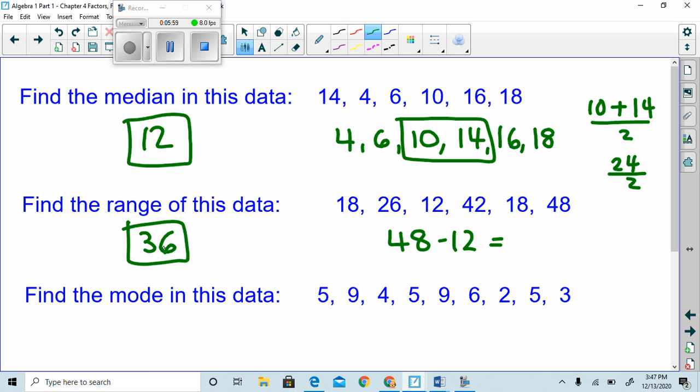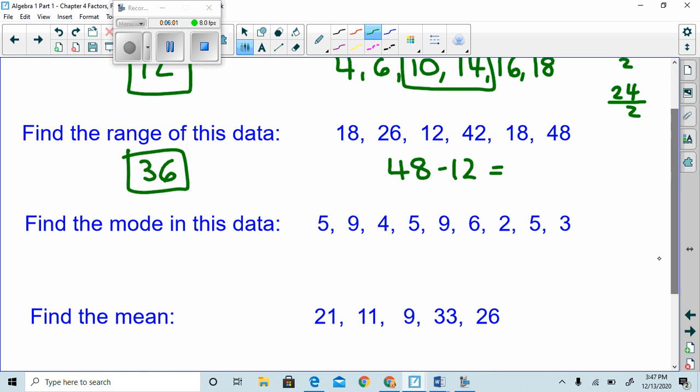When I'm looking for mode, I look at numbers that appear most often in a set of data. As I'm looking across, I see that there are 3 5s, which is the most of any number there. So my mode is 5.